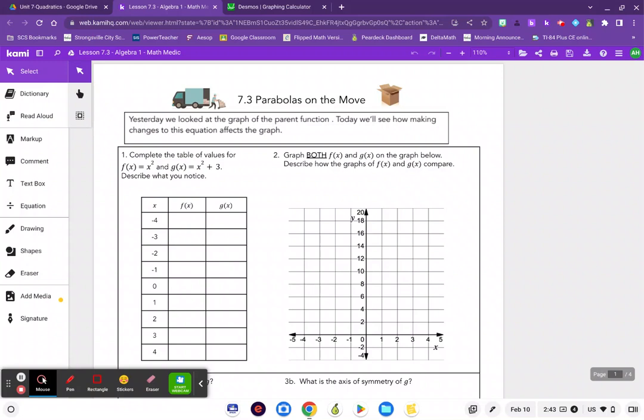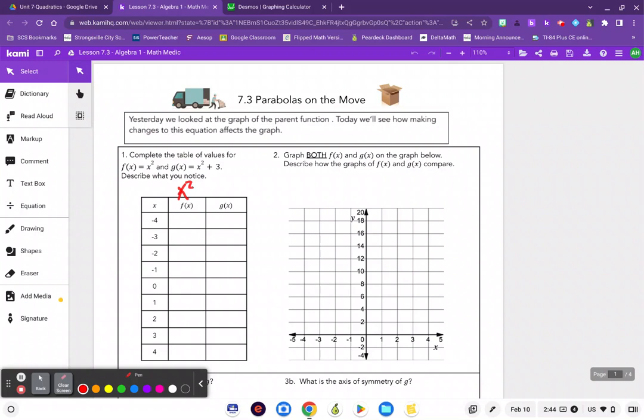All right, so problem 1 says complete the table of values for f of x equals x squared and g of x equals x squared plus 3, and then describe what you notice. All right, so f of x is x squared. I'm going to write that here so that I can associate f of x with x squared.